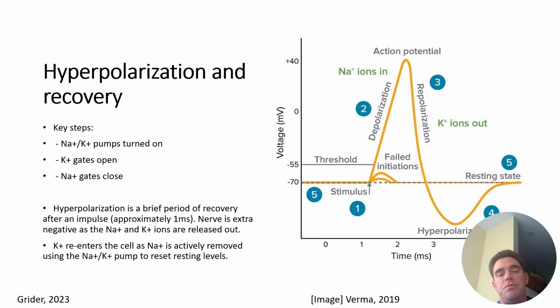Last but not least, we've got that little bit of a gap there, that hyperpolarization. We've got to reset that nerve. That means turning that sodium-potassium pump back on, which is actively pumping that sodium out of the cell. We're going to have a temporary step where our nerve is extra negative, because all that sodium is being pumped out faster than the potassium is being pumped back in. So we're going to get that little hyperpolarization state where the nerve cannot fire.